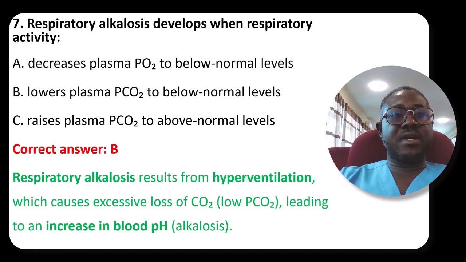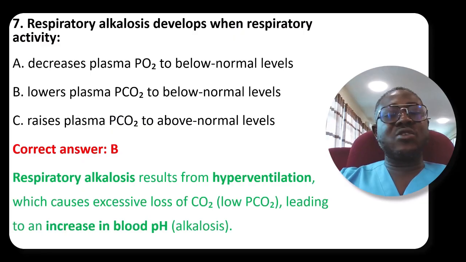B. Look at the question. You see, respiratory alkalosis develops when. So the question is just asking you for causes of respiratory alkalosis. You know, respiratory alkalosis is when there is excess oxygen in the lungs but less carbon dioxide in the lungs. And so let's look at the options here.